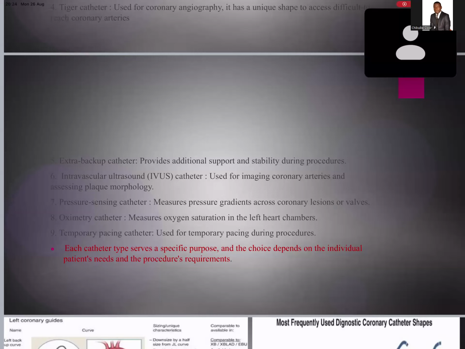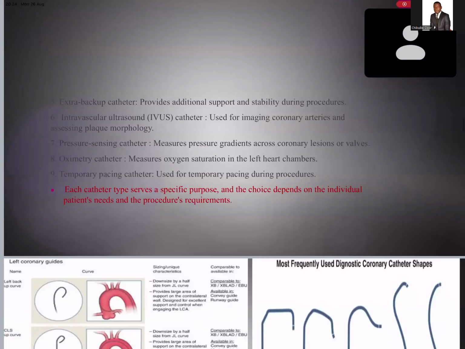You also have the oximetry catheter, which measures oxygen saturation in the left heart catheters. Somehow, this also helps us to understand the various types of maybe atrial septal defect and ventricular septal defect by way of their oxygen concentration. You also have the temporary pacing catheter, which is used for temporary pacing procedures. Now, it's also important to understand that each catheter type serves a specific purpose, and the choice depends on the individual patient needs and the procedure requirements as well.